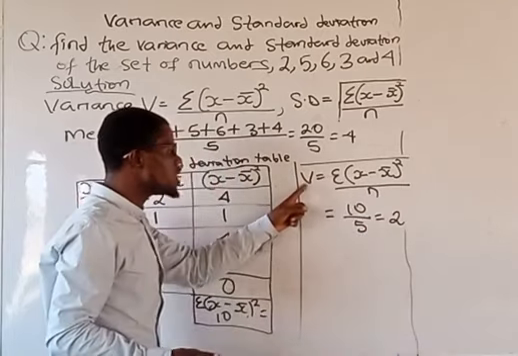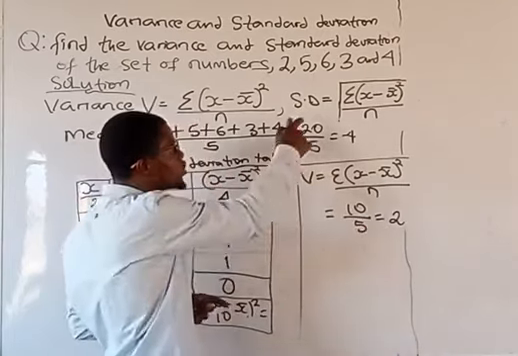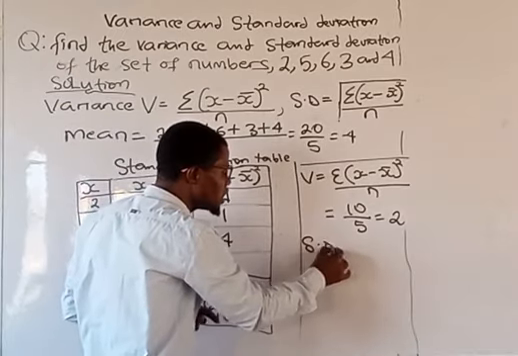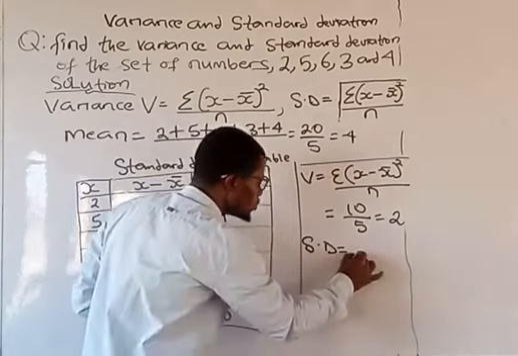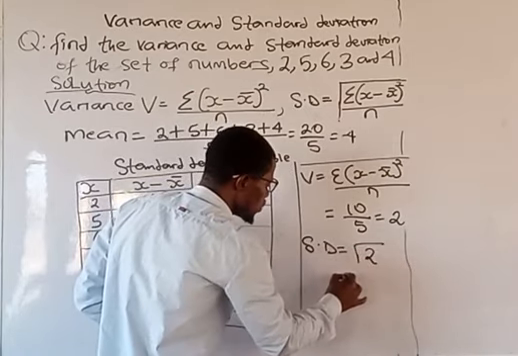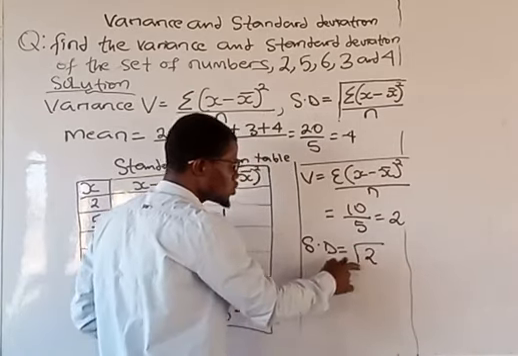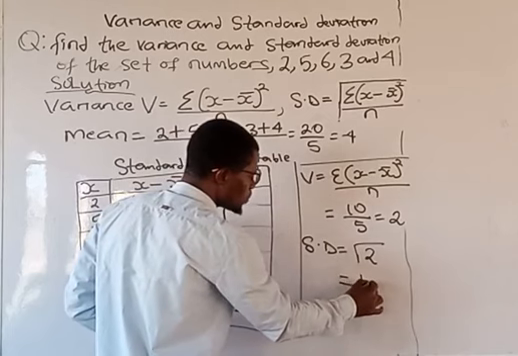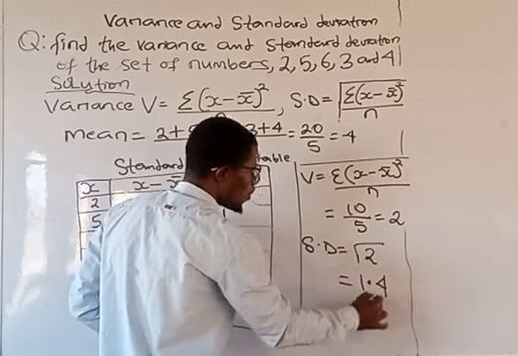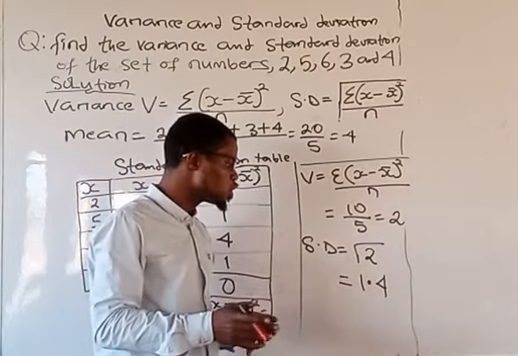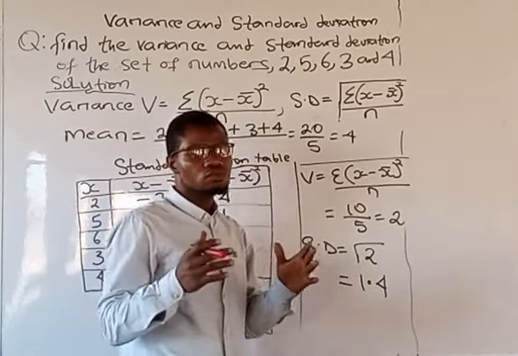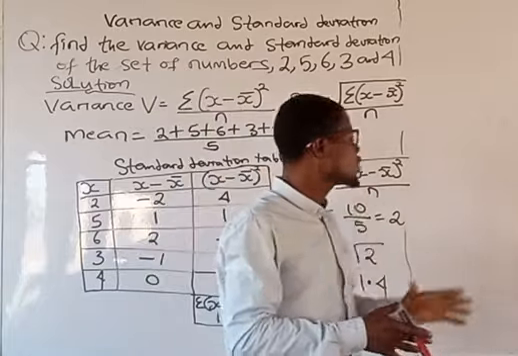Having gotten my variance to be 2, we are then asked to calculate the standard deviation. Like I've said, your standard deviation is the square root of variance. So this will be the square root of 2. If you punch it in your calculator, the square root of 2 will give us 1.4. So that is it about the question on the board.